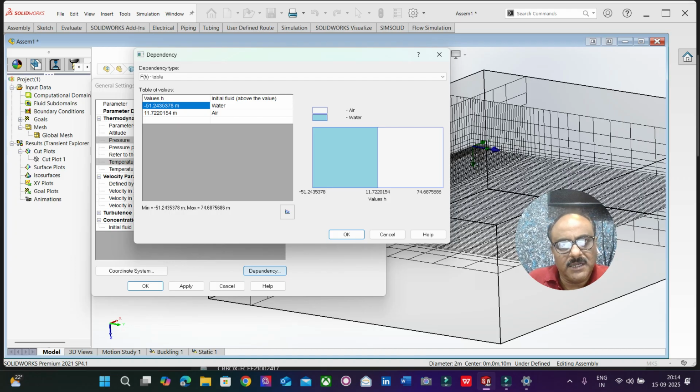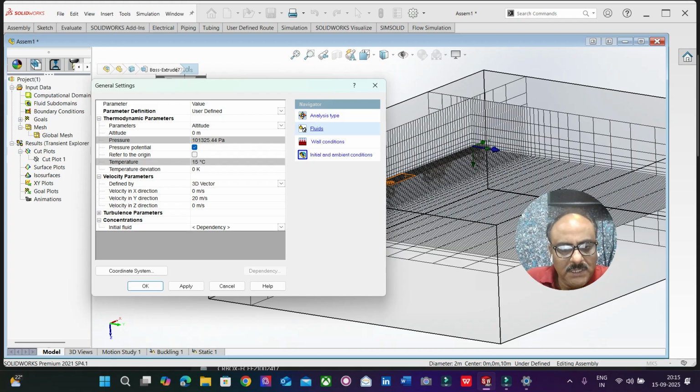If we want to define that the water is going to be exactly flowing across the girder, then I can define the height also to be exactly on the top of the girder. Okay, and now we have also seen the base of the pier, the column. So that is going to be minus 51. So at minus 51 it is water, and at plus 11.72 it is air. Now maximum is 74.68, which is the top of the girder. And now I am just defining it as 11.72. So it is slightly above the pier cap.